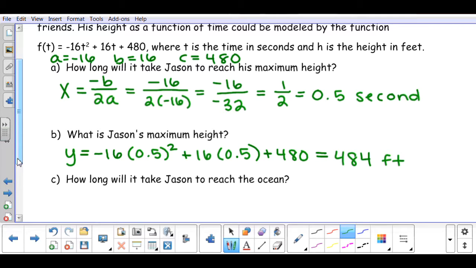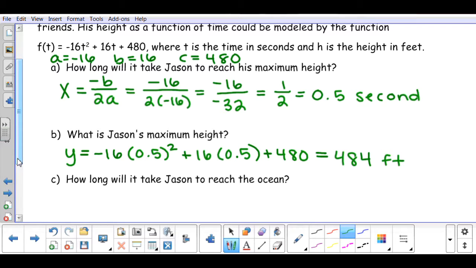Okay, so Jason jumped up to a height of 484 feet, so that sounds like a lot, but if we go back up into our problem and I look at my c, remember that's your y-intercept. So that y-intercept is going to represent his starting height. And Jason started at 480 feet in the air. So he really only jumped 4 feet before he started falling.